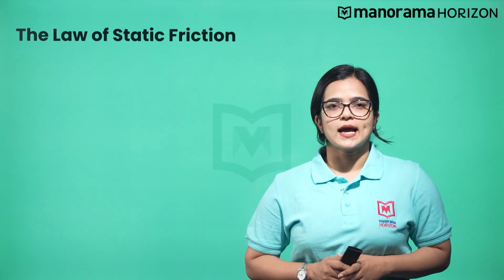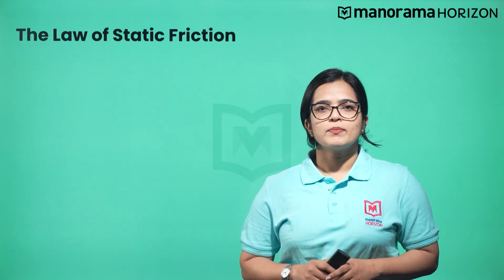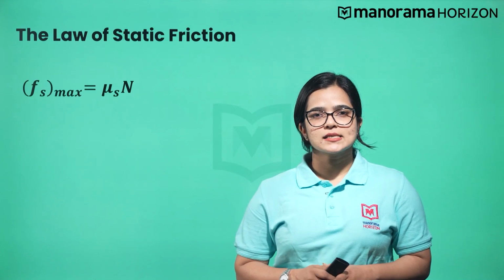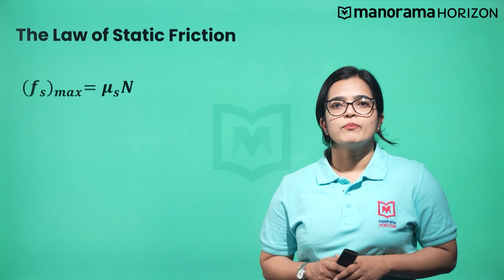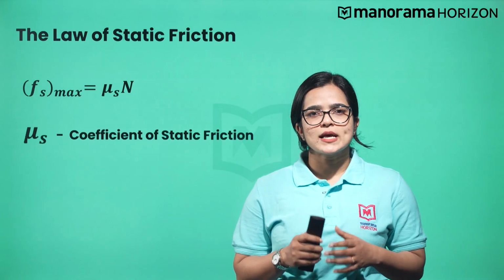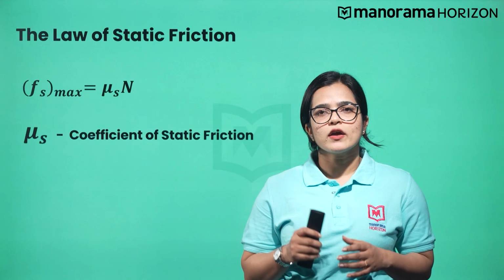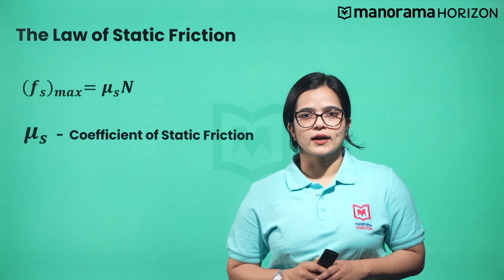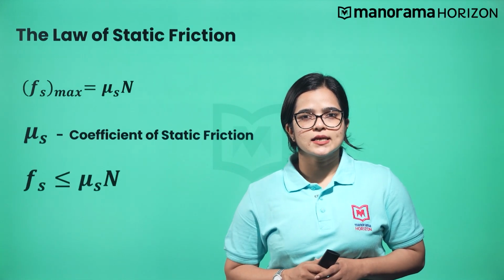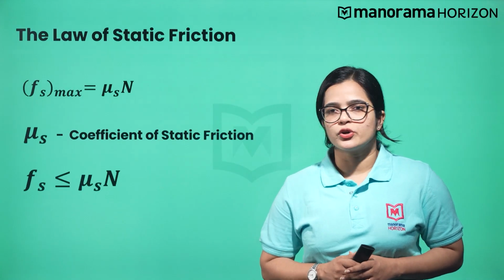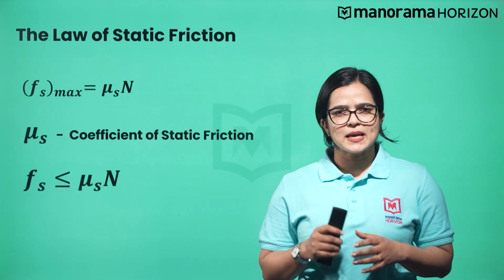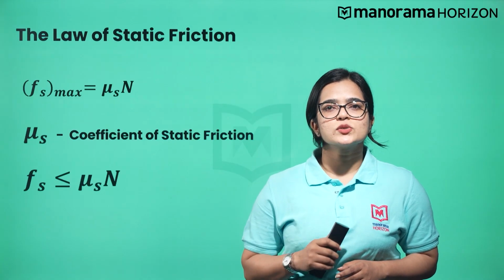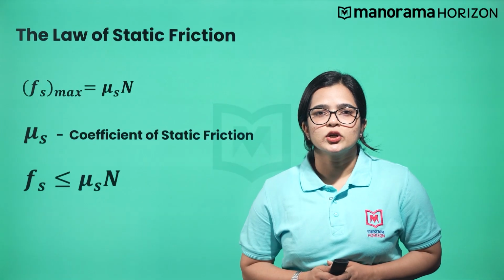The limiting value of static friction is experimentally found to be proportional to the normal reaction force and independent of the area of contact. That is, Fs max is equal to mu s times N, where mu s is the constant of proportionality called the coefficient of static friction. It depends only on the nature of the surfaces in contact. So the law of static friction is written as Fs is less than or equal to mu s times N. This means that when the applied force is greater than the maximum static friction, the box begins to slide on the surface, thereby starting to move.